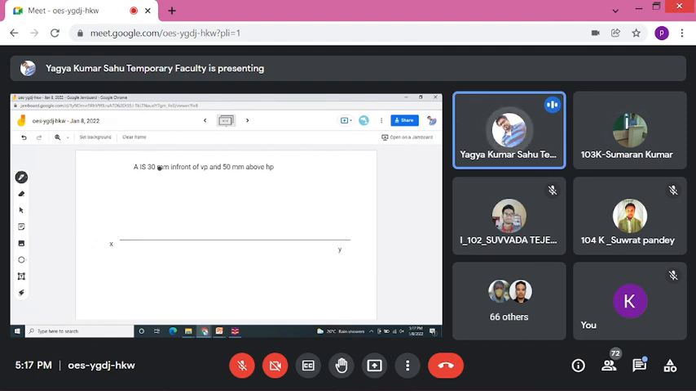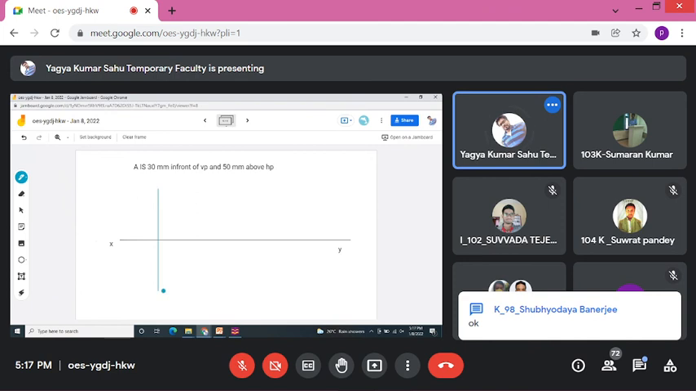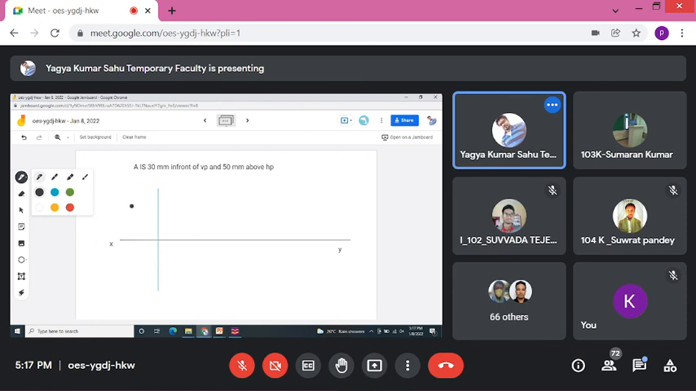Then draw a projector line for this particular point. Use a 2H pencil for drawing this projector line, like this. A is 30 mm in front of VP and 50 mm above HP, so this is in the first quadrant. So what about the front view and top view? Front view above, and top view below. First quadrant. Yes or no?